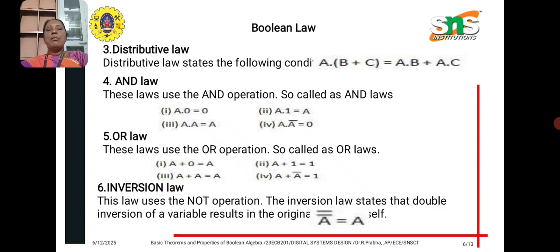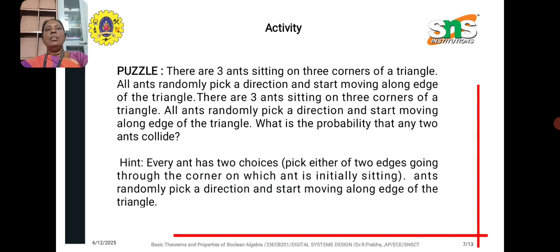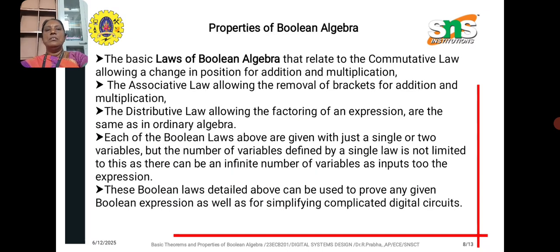So next we will see about the inversion law. The inversion law uses the NOT operation. For example, if we take a variable a, its inversion is a bar, and according to the inversion law, if we take 2 times inversion of a given variable, it gives the original value, the original variable. So for example, a double bar is equal to a, and this is the activity.